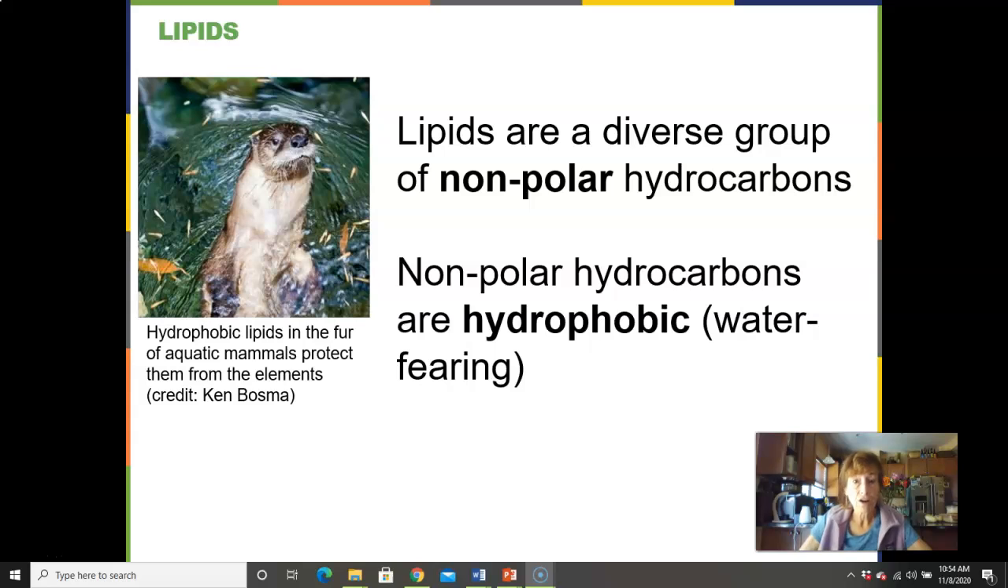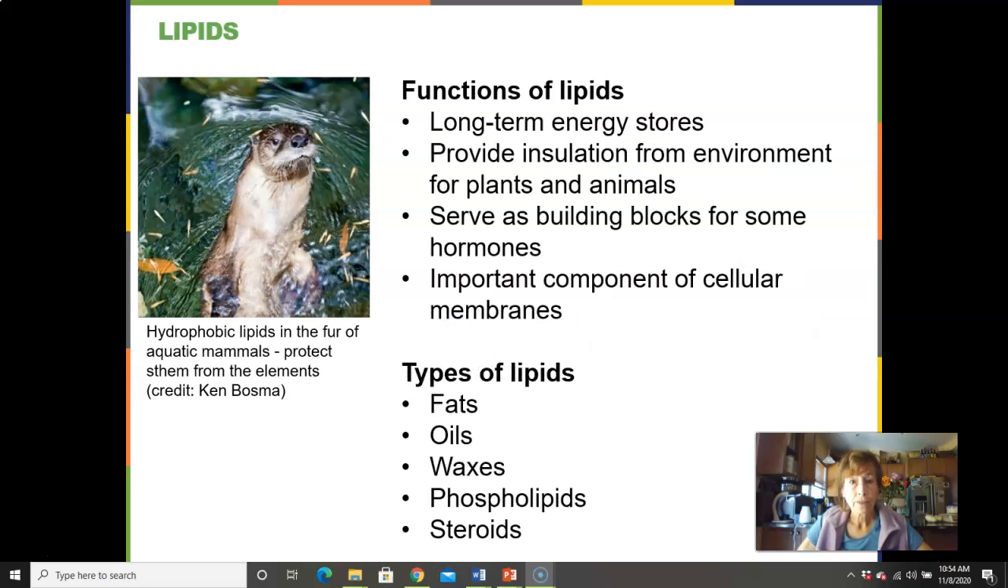So lipids are fats. I mean, that's what we typically think of, although lipids are much more diverse than just the dietary fat that we think of. And they're nonpolar, therefore they're hydrophobic. And that's really an important thing because we're going to see why as we go forward.